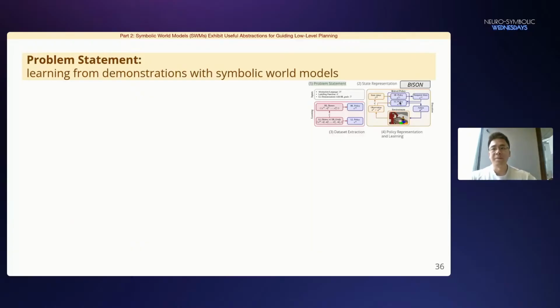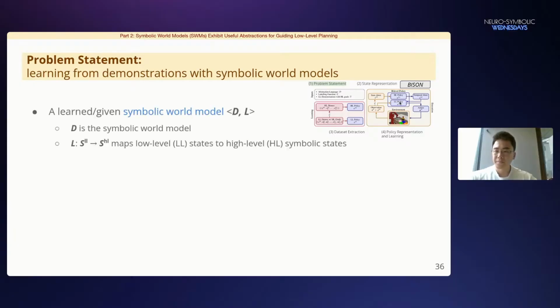So what's our problem statement? We're going to learn from demonstrations using symbolic world models to solve new and unseen testing tasks in robotics problems. So we're going to assume that we're learned or given a symbolic world model. Here, D represents a symbolic world model, and L represents a mapping that maps low-level states to high-level symbolic states in D. And there's a lot of work that's looking into learning these symbolic world models using either neuro-symbolic approaches or foundation model approaches.